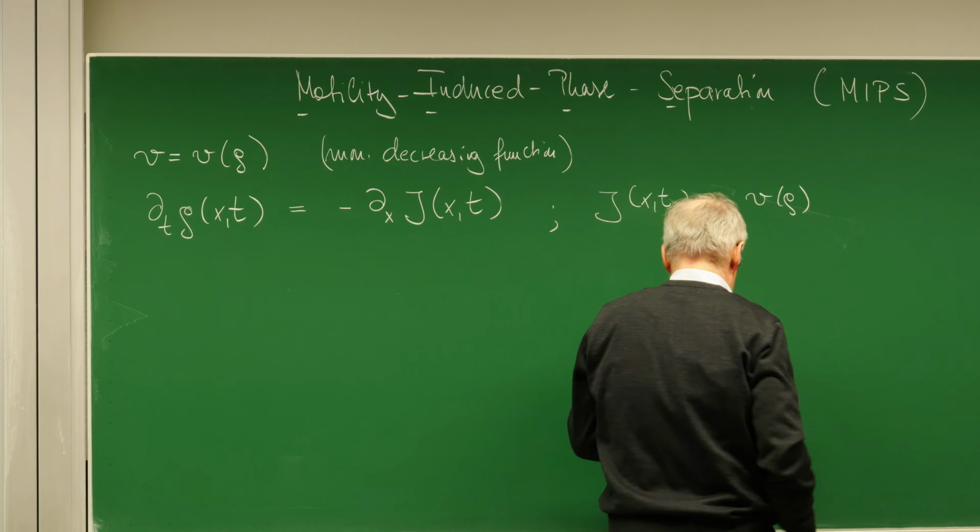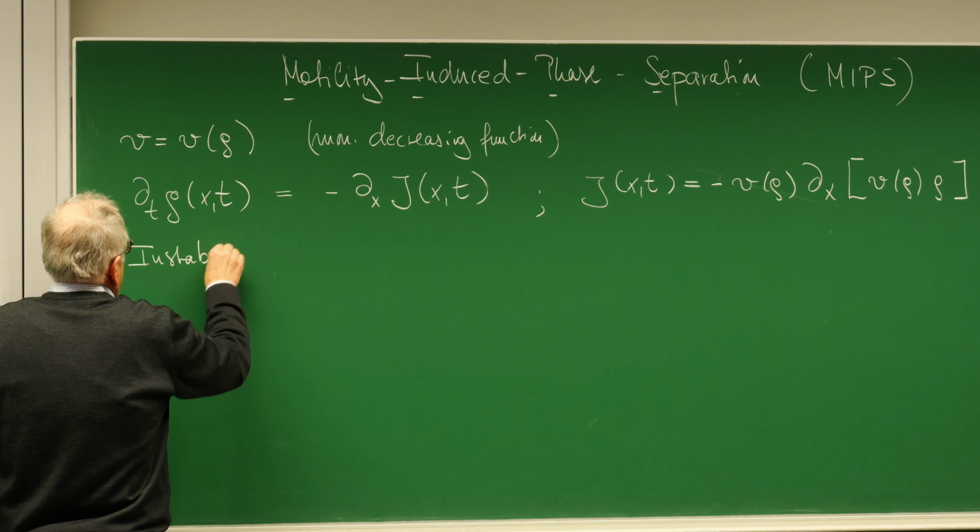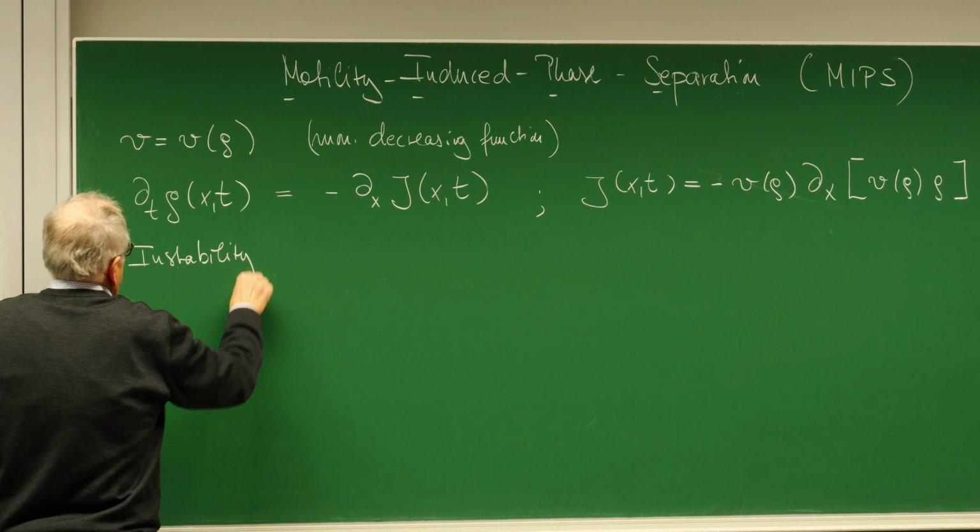And I just copy what we have. Minus v of x dx v of rho. Okay, that's our model. That's how we would like to define it. First thing I would like to discuss with you is to see under what conditions a homogeneous state, a spatially uniform state, is unstable.